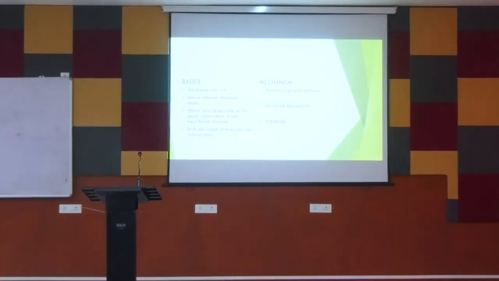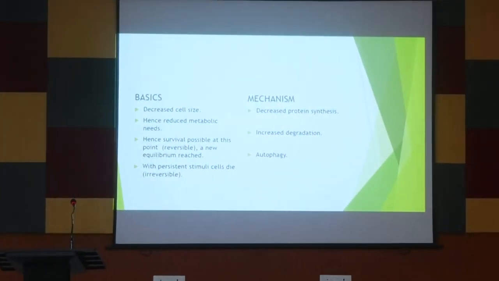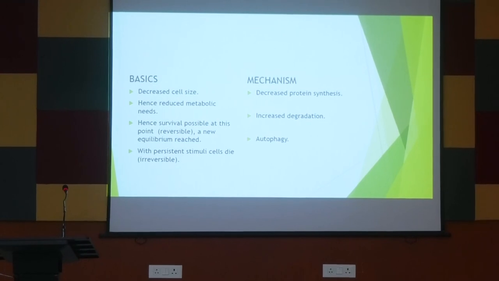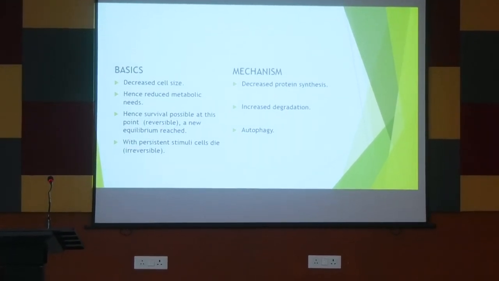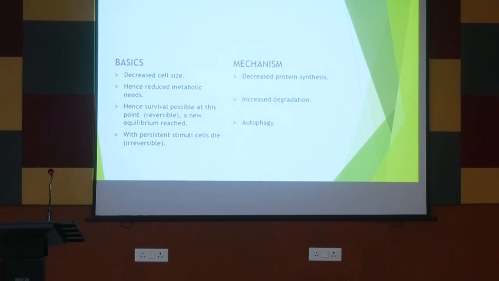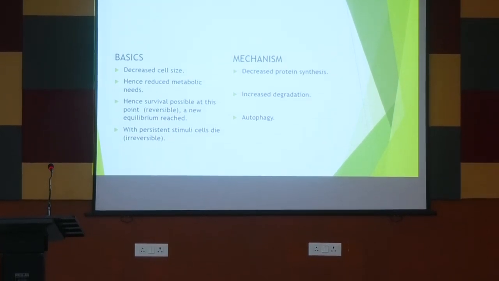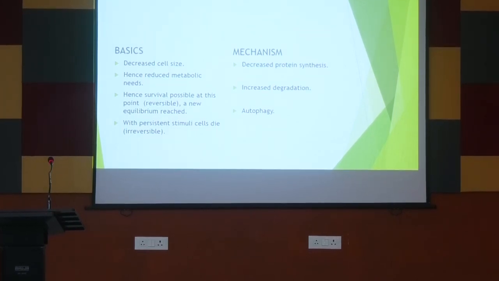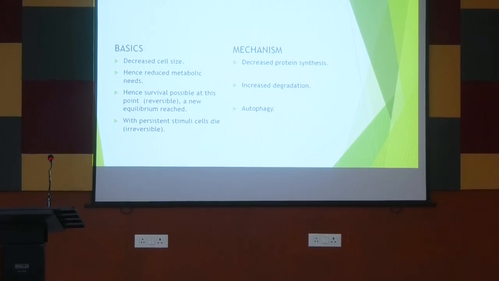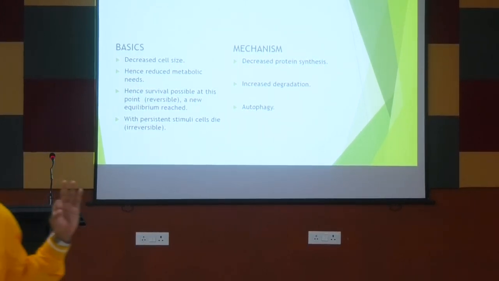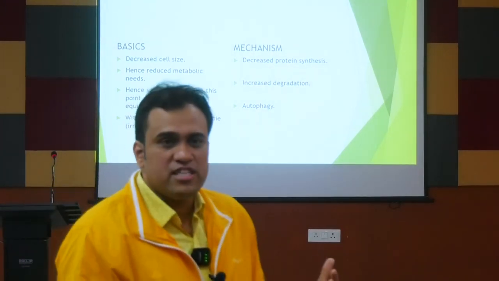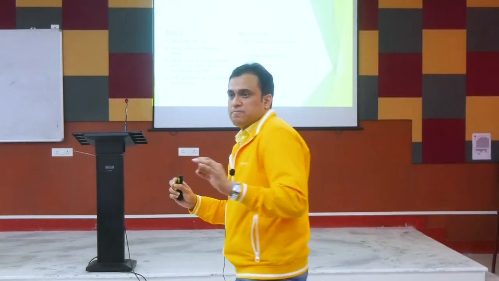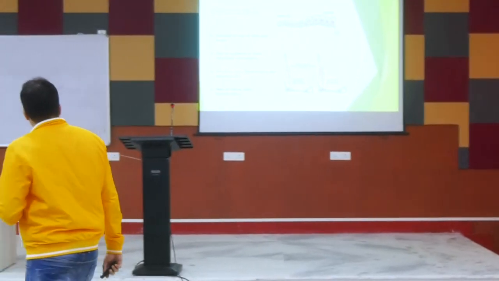So what happens here is there is decreased synthesis of proteins. You'll be studying something called the ubiquitin ligase pathway, which degrades the proteins. Then there is increased degradation. One is decreased protein synthesis, two is increased degradation, and the third is autophagy. What is autophagy? Auto means self, phagy means eating. The cells eat their own contents. That is autophagy. Okay, so this is done.